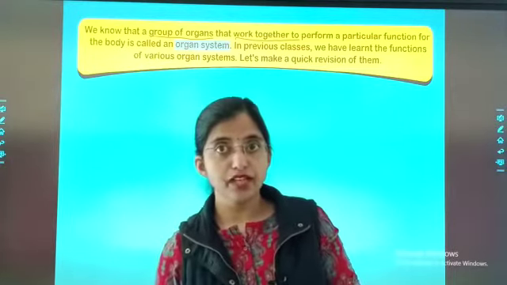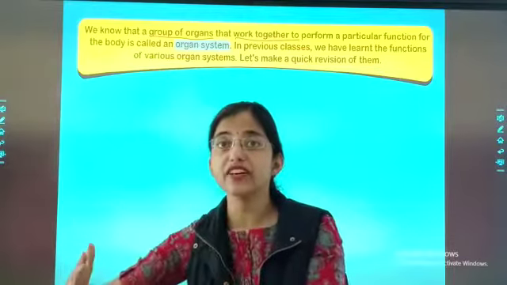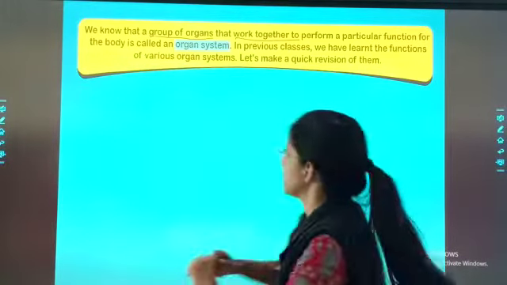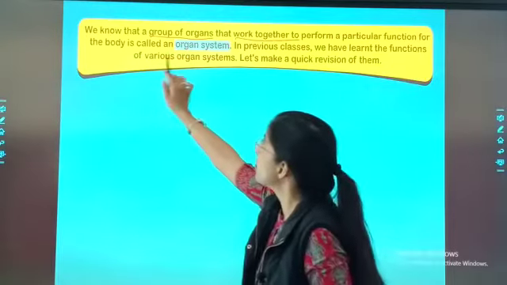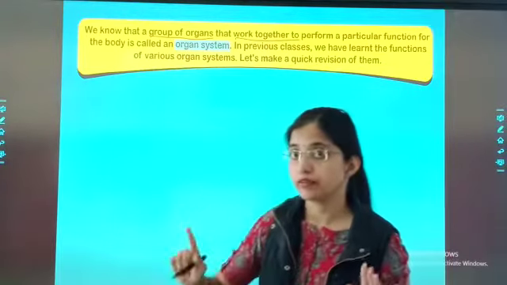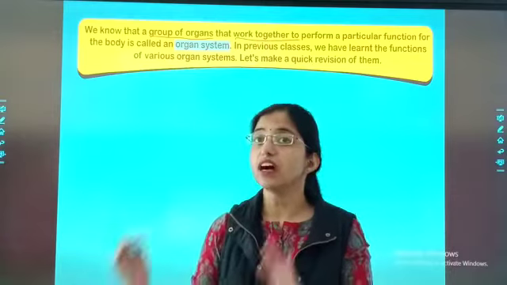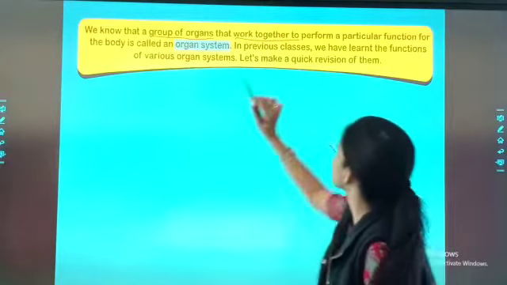Then it goes to stomach. So they are working together in a series. Fourth body is called an organ system. So digestive system is an organ system.